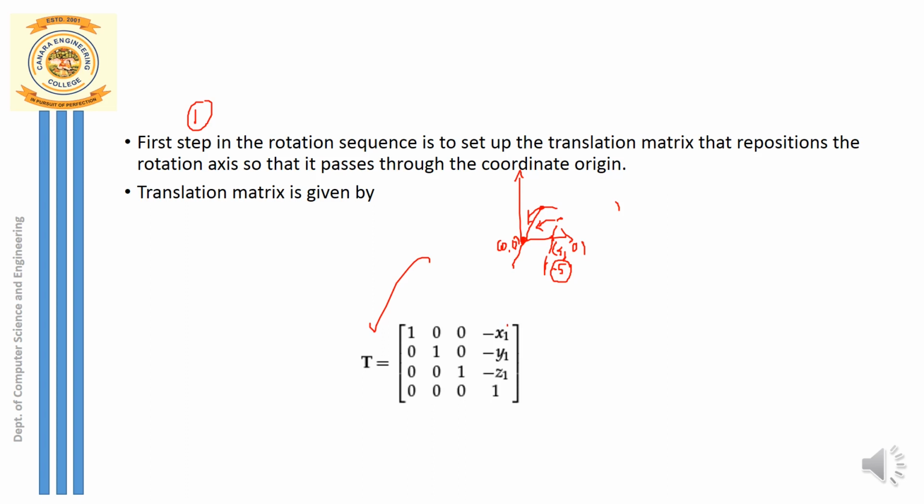So you can write the matrix in this way: minus x1, which is the translation along the x axis, minus y1, the reverse translation factor along the y axis, and minus z1, the reverse translation factor along the z axis. And this fourth row, anyway, this is a homogeneous coordinate system that we are representing, so the last row indicates the origin. Okay, so this is a translation matrix, and this is nothing but the matrix corresponding to our first step.